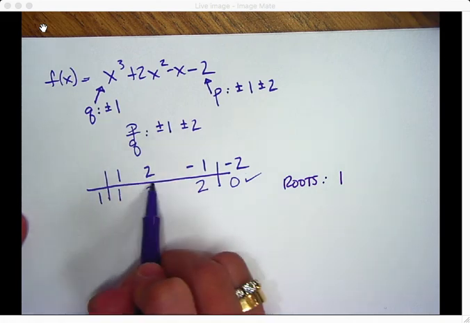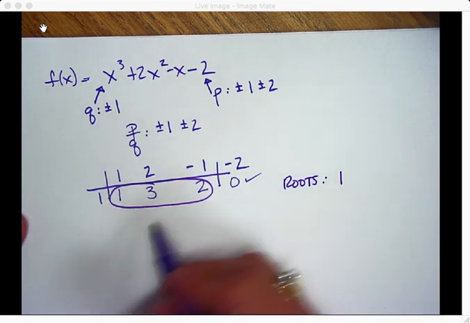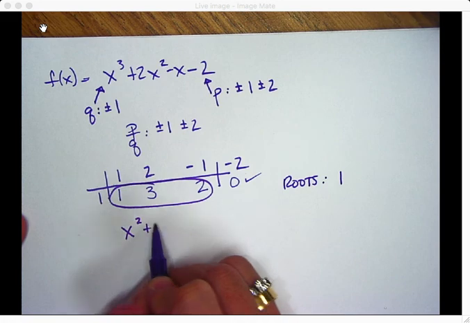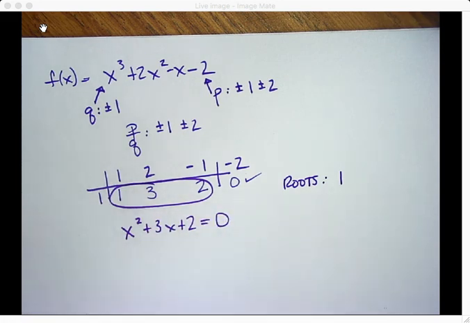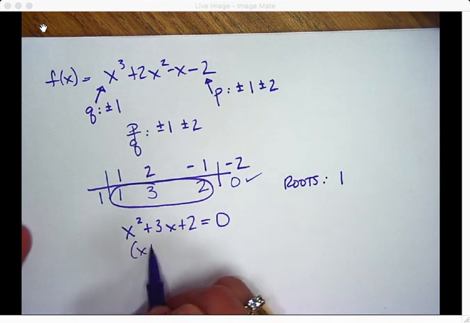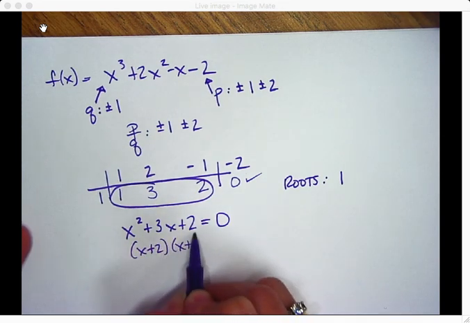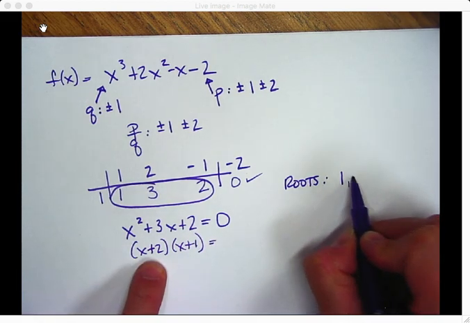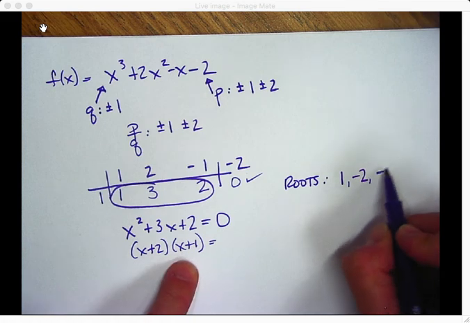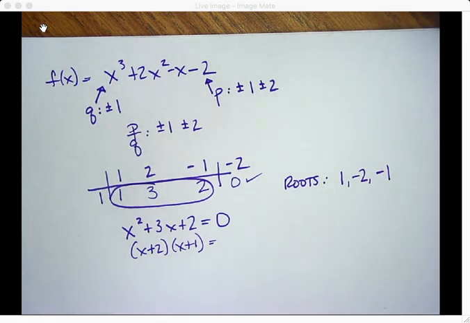Now, these are the coefficients of the depressed polynomial. And if I set this equal to 0, I can probably find my other two roots. And I'm in luck. This factors, right? This is x plus 2 and x plus 1. So my other two roots right here, I get the negative 2, and this one gives me negative 1. So there's my 3 roots.